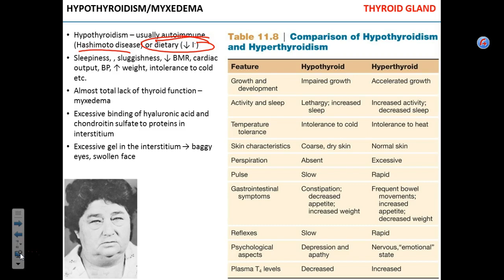Sluggish. BMR is low, cardiac output's low. And opposite to heat intolerance, people with hypothyroidism will be cold intolerant. Does that make sense? Because they do not produce enough warmth. They want to be warm all the time.